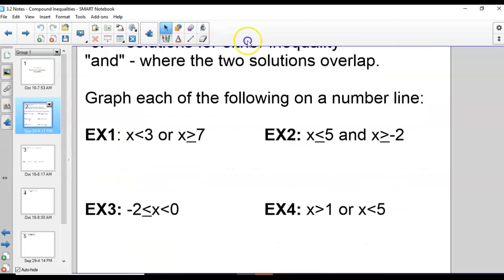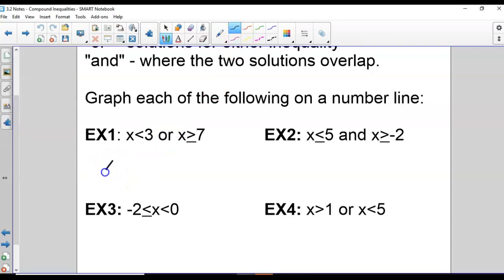So for number 1, we've done this before, so we're just going to review. I'm going to put 3 here and 7 here. Make sure those are in the order they would be on the number line. So x is less than 3. That's going to be an open circle, shade to the left. And x is greater than or equal to 7. That's a closed circle, shade to the right.